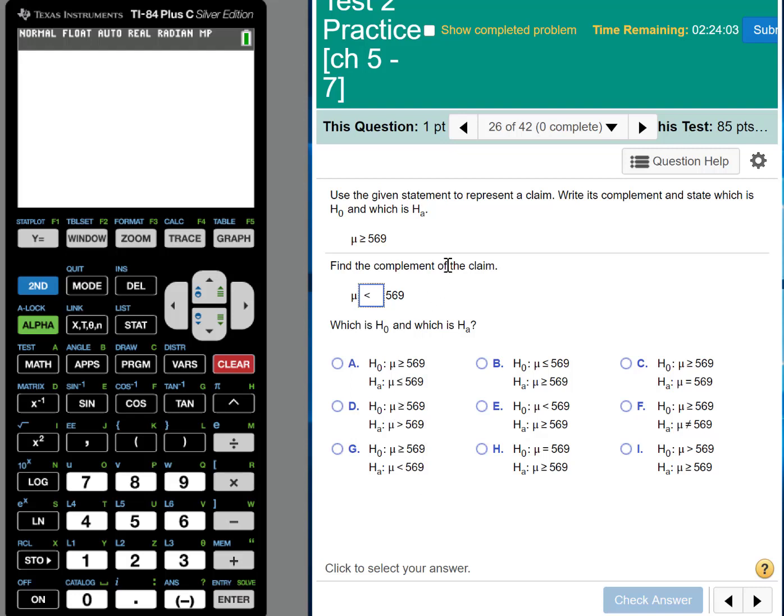So when you state them, you have to look for the null hypothesis that has greater than or equal to, and the alternative that has less than. And which one would that be? Right here in G.